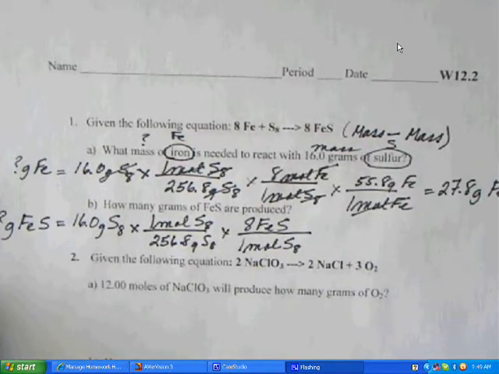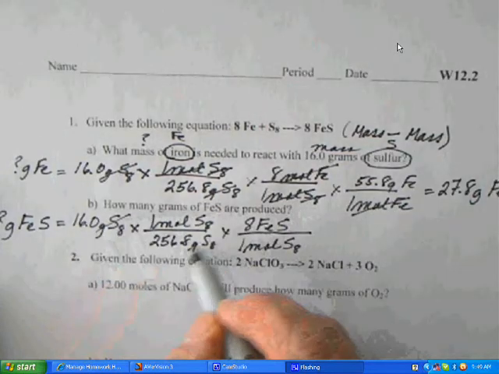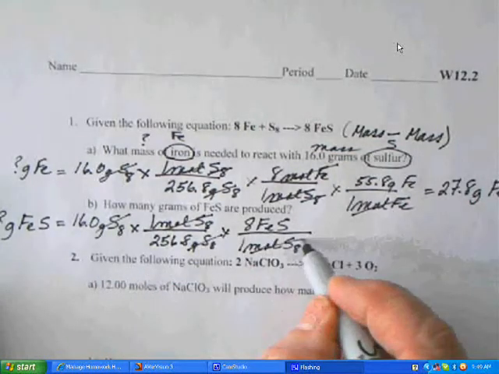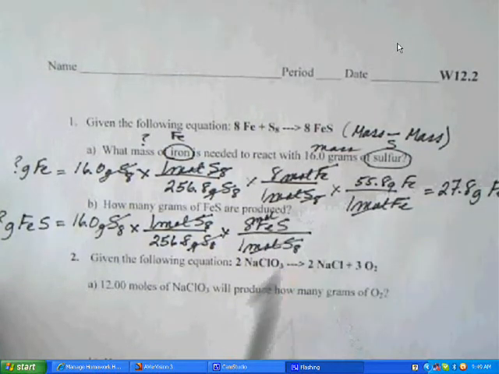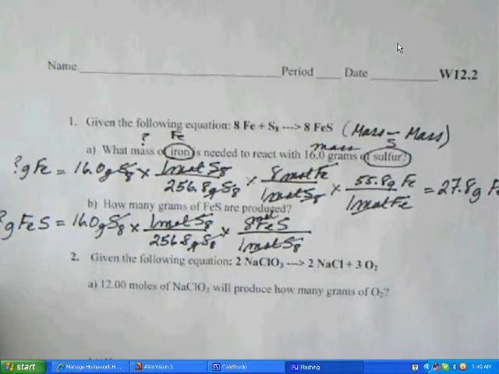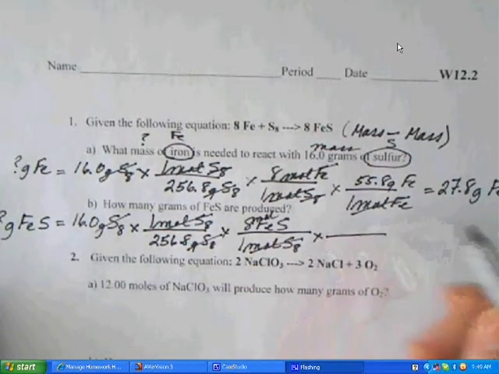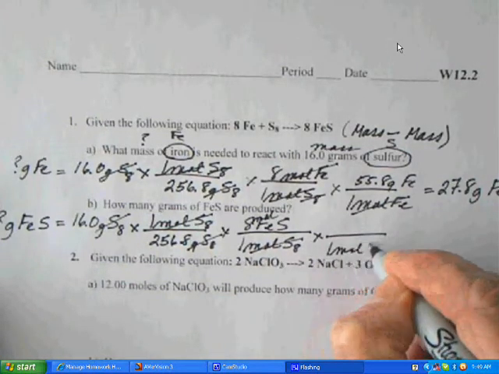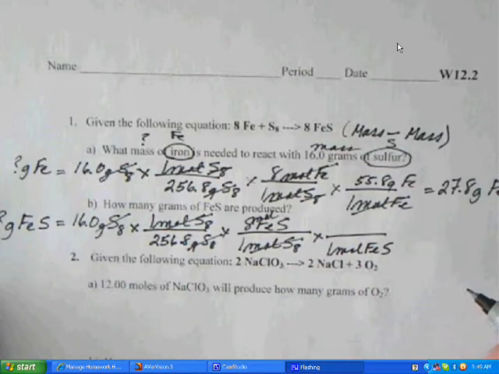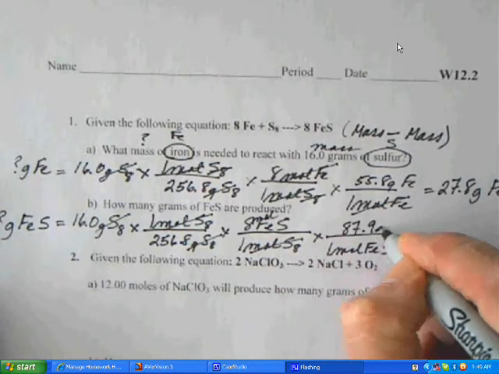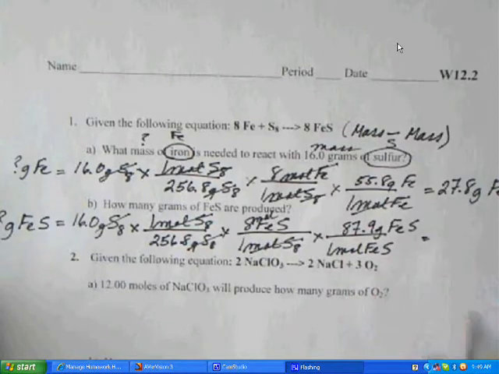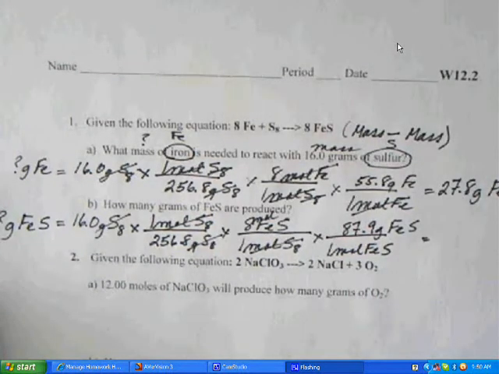So then the last step, in that particular case, is always to figure out what 1 mole weighs. So 1 mole of iron sulfide weighs 87.9 grams. I actually just added the mass of iron and the mass of sulfur together, and it's only 1 sulfur. Okay, now you're ready. And then this unit cancels too. So I'm going to take 16 divided by 256.8 times 8 times 87.9, and my answer comes out to be 43.8 grams.